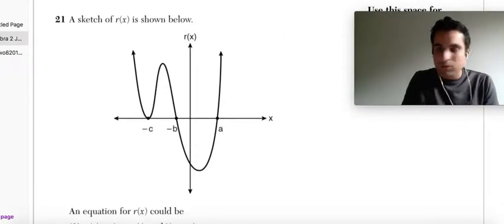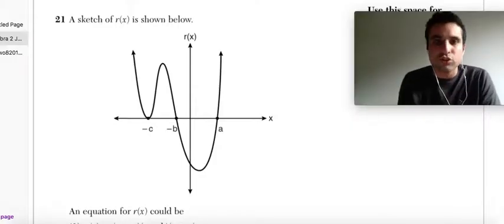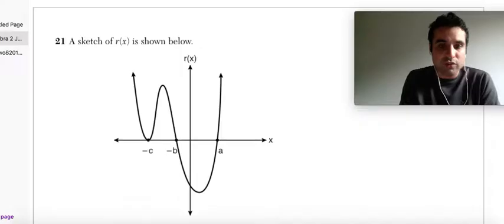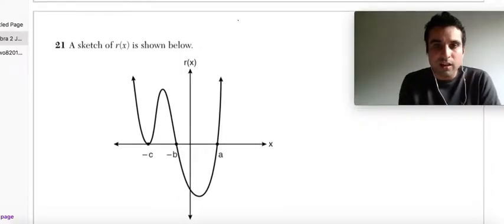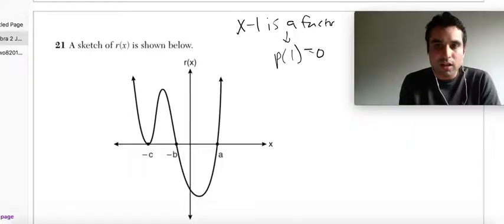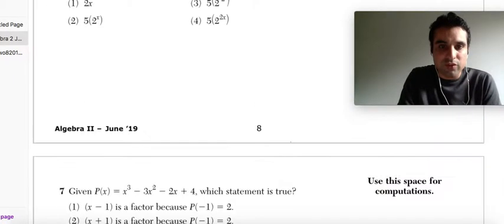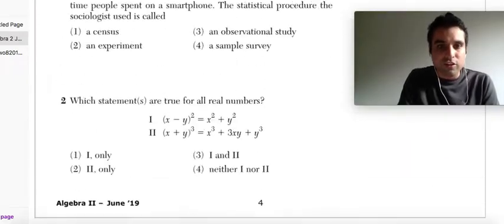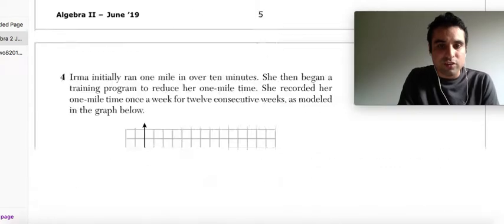Okay, now, a sketch of r of x is shown below. If you remembered an earlier question, because they're asking what could be an equation of r of x, remember they were saying in one of the questions that if x minus 1 is a factor, then p of 1 has to equal 0. I'll even show you which question that was. I don't think it was from this video. I think it was from an earlier video for the first section of this, for one of the earlier questions in this section.